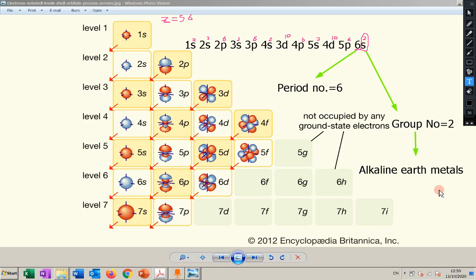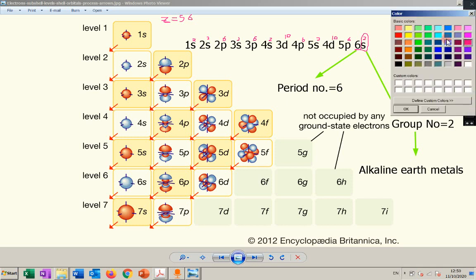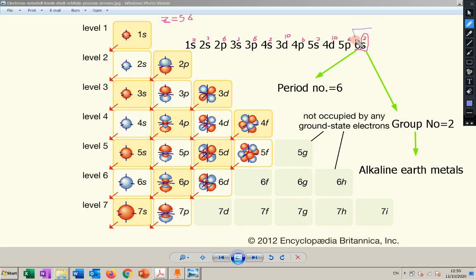Then the last one is the valence electron. We check the outermost shell. Which one is the outermost shell? We don't have anything bigger than 6, so 6 is the outermost shell. We only have one 6, which is 6s2. So the outermost shell is 6, and within 6 we only have 6s2.